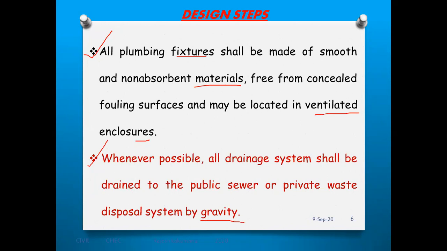Whatever the drainage system coming from different buildings, independent houses, all should be connected to the private waste disposal system. By which process? By gravity process. So that is the second main design, right? If we use a pump, what happens? The cost increases. So that's why, from the types of sewers we discussed in the first class, generally we have to go with the gravity type of system.